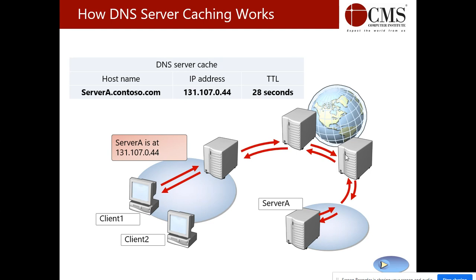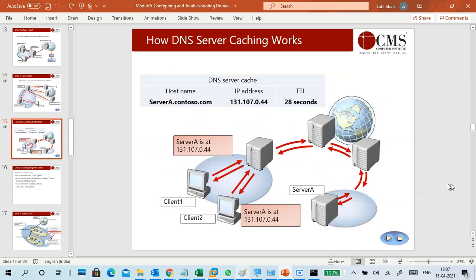So what happened? Client one is searching for serverA.contoso.com. It searched, and finally it got the IP address of serverA.contoso.com. Next, client two wants to search the same serverA.contoso.com. Where is server A? It got the IP address from the DNS server. How did it get it? Instead of searching everywhere, because this is a cache DNS server.